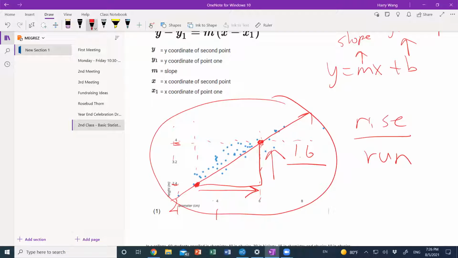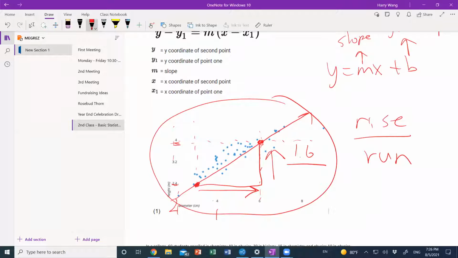What's the upwards difference between these two lines? For example, this line at these 2 points, the rise would be 1.6 because it went from 2.4 to 4. So the upper x value, which is rise, is 1.6, and run is simply the base of the triangle. How much did you move along the x-axis?